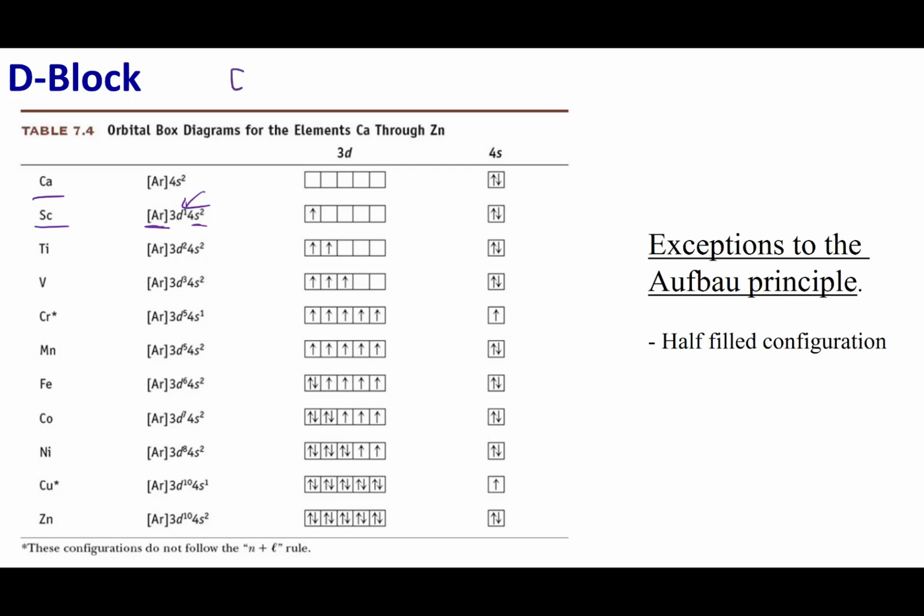Sometimes you will see that they switch places with the 4s and the 3d, and so they might write it as argon 4s2, 3d1. Either one should be fine. Now, what you guys will notice is we can continue this progression down the transition metals, filling up 10 electrons once we get to zinc.